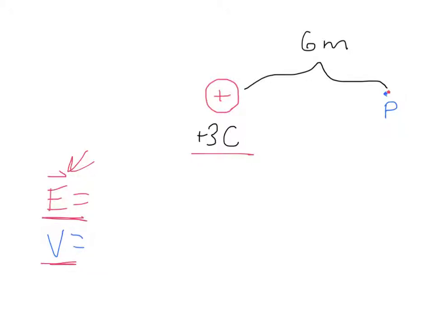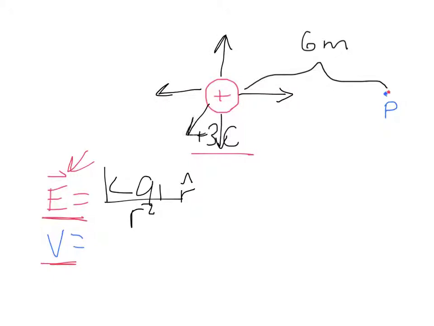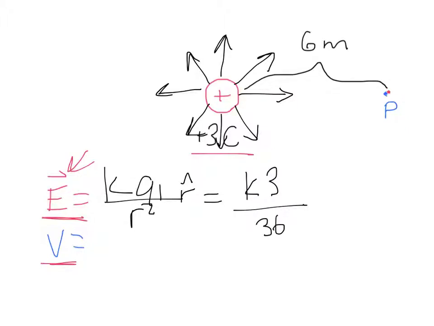Alright, let's calculate the electric field. Electric field is equal to K Q1 over R squared in the R hat direction. So we know that the direction of this electric field is going to be this way because the electric field around a positive charge points outward, because a positive test charge would move away from this central positive charge. So in this case, that's equal to K times 3 coulombs over 36, which is 6 squared. That's in the R hat direction.